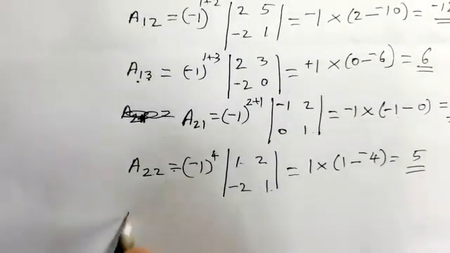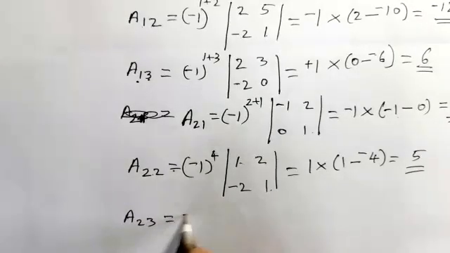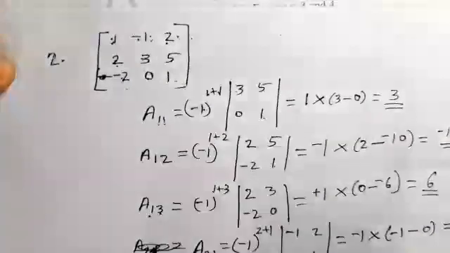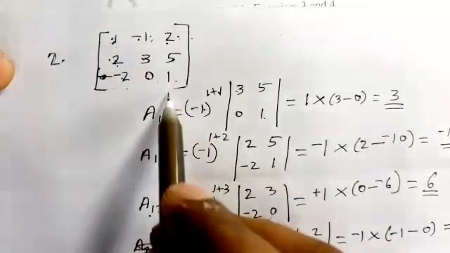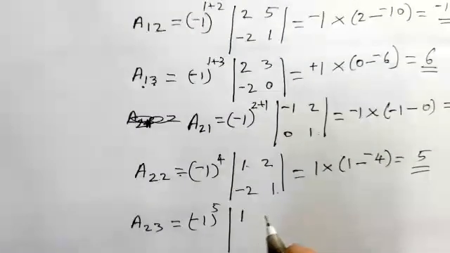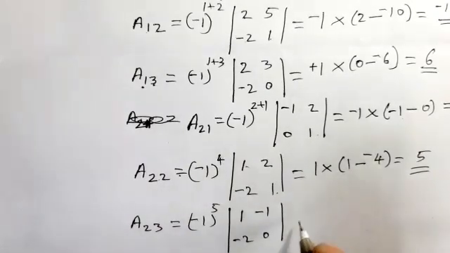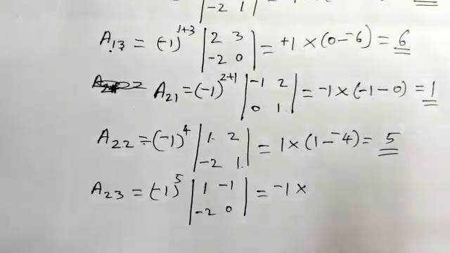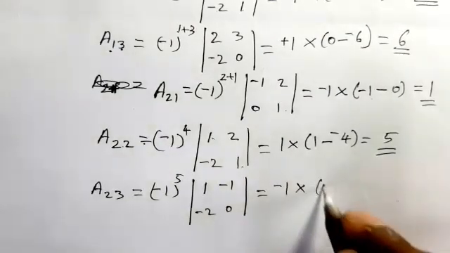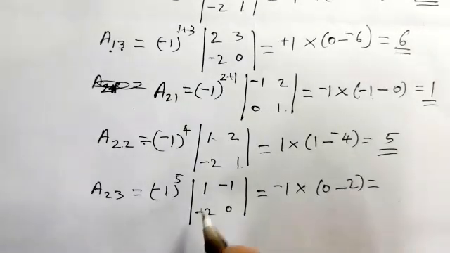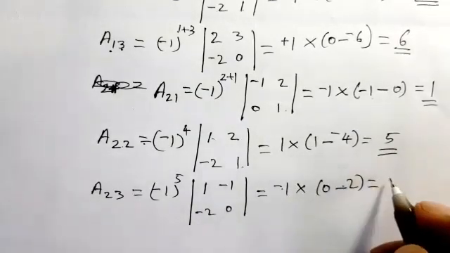Next A23, which is equal to (-1) raised to 2+3, which is 5. 2 3 means this is that position, second row third column. So 1 minus 1, minus 2 0 will be there. Which is equal to minus 1 into 1 into 0, 0, minus into minus plus 1 into 2, 2. So we get minus 1 into minus 2, which is equal to plus 2.